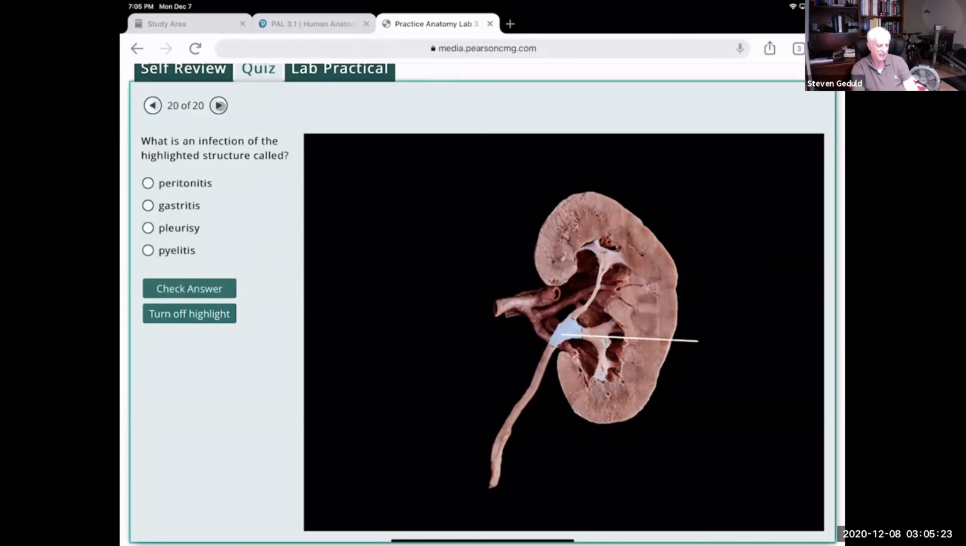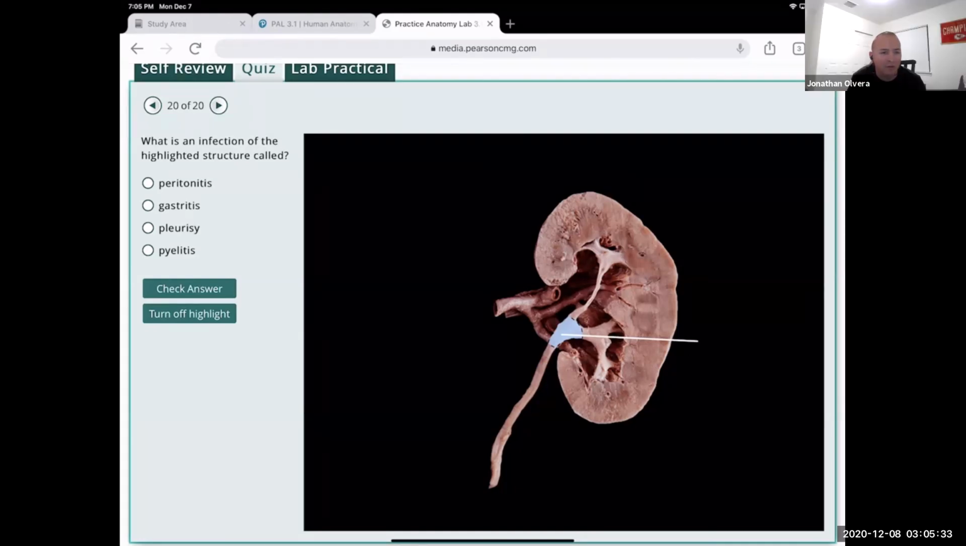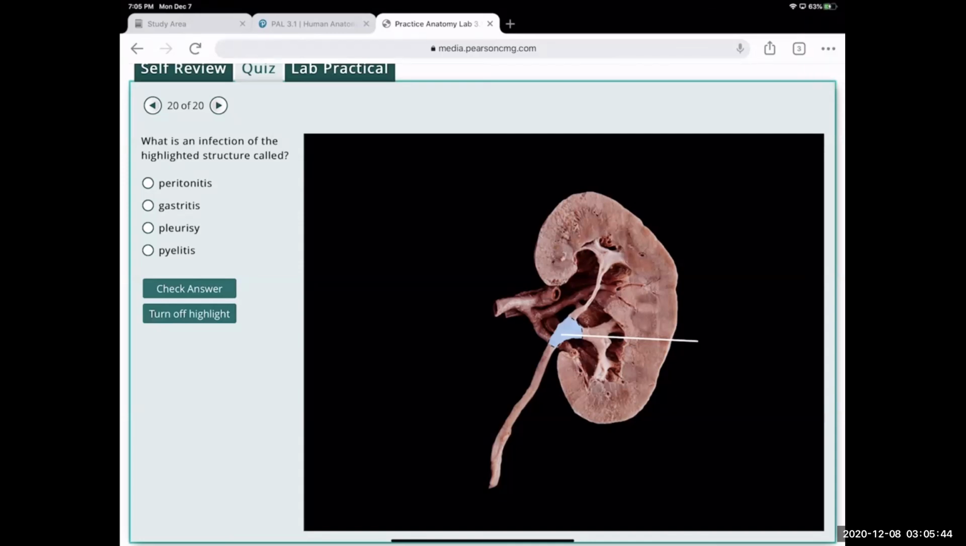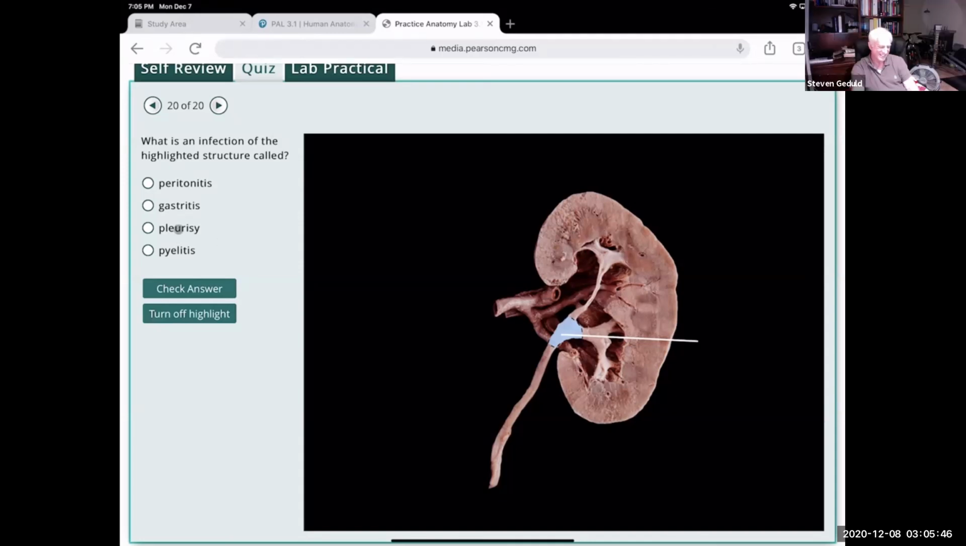All right, and what is an infection of the highlighted structure called? Renal pelvis. It's not gastritis. It's not pleurisy. I'll give you those. So it's either the first or the fourth one. It's not the first one. It's the fourth one. Yeah, you got it. Perfect.